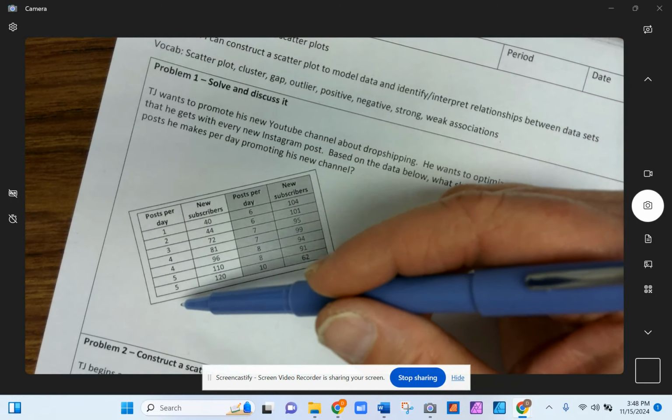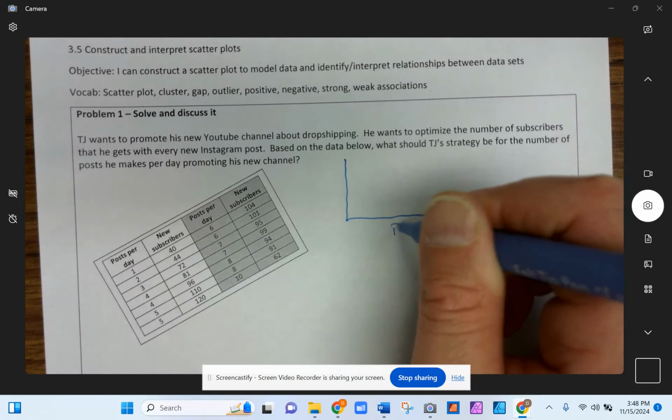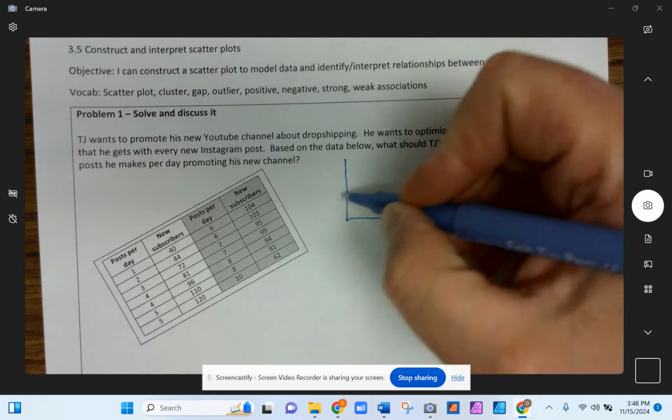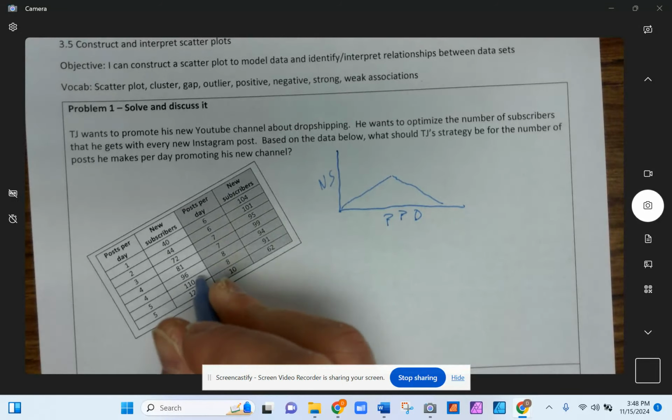Based on that, if we have just a real simple graph right here, posts per day would be right here, and then new subscribers right here. It's kind of like as he's going up and then he hits 5 days and it starts to go down like that. So it's a positive trend here and a negative trend right here. So what should his strategy be? Well, this is kind of the sweet spot right here. That's like the maximum number of subscribers he gets based on how many posts he does.